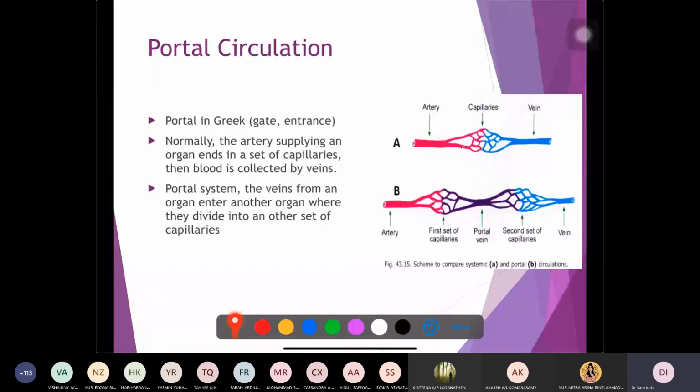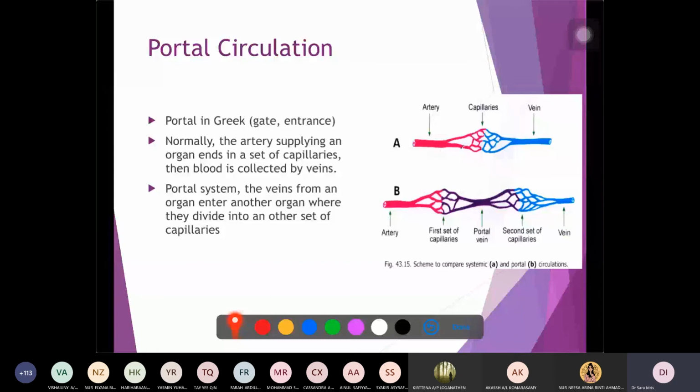Okay, so now we move on to portal circulation. Portal in Greek means entrance, or gate. In normal systemic circulation, you have one arteriole that will feed into a capillary and then be drained by one venule. So this is what a typical systemic capillary bed would look like.